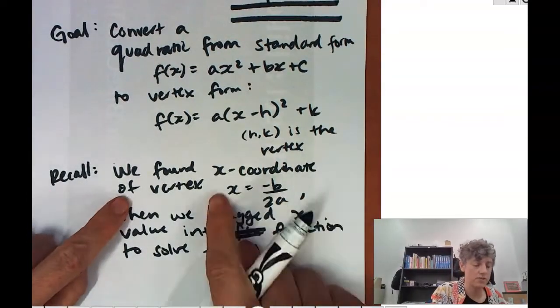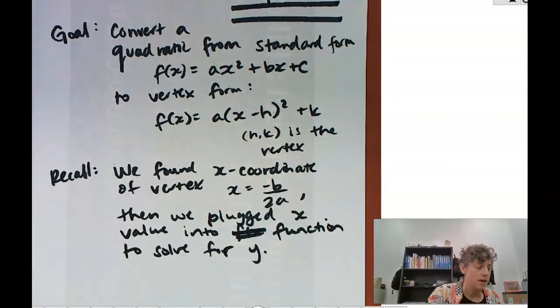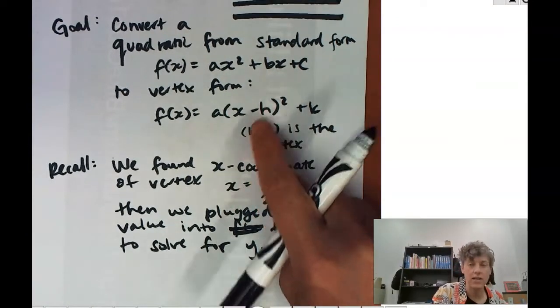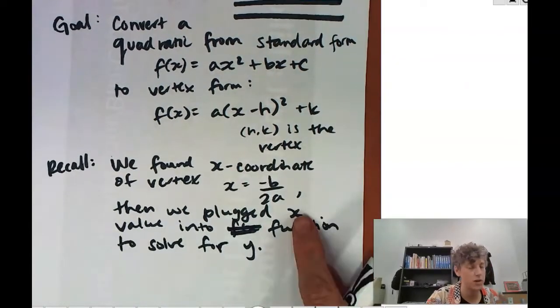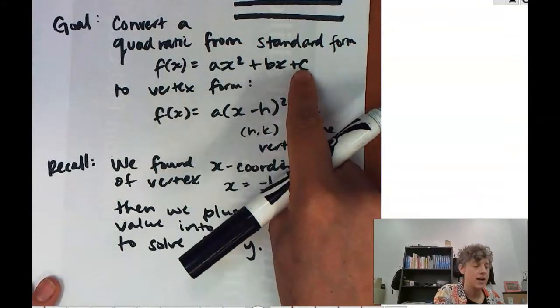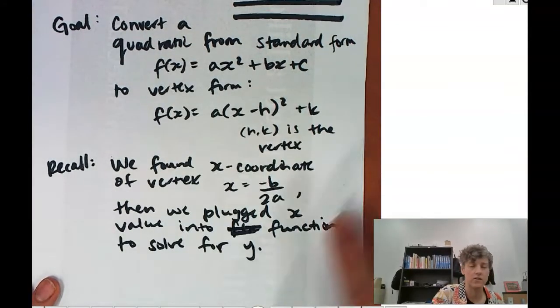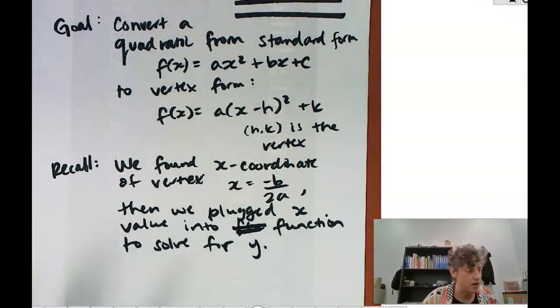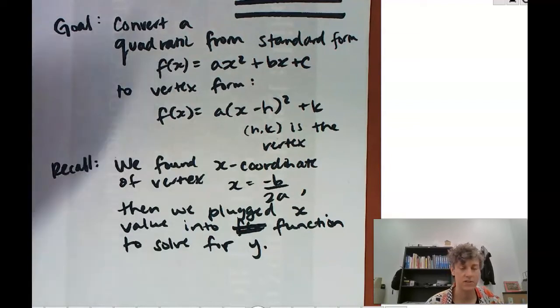All right, we used this formula, x equals negative b over 2a. That gave us the h value, or the x-coordinate of the vertex. We plugged whatever that was into our standard form function, and that gave us the y value of the vertex, or the k. Today, we're going to learn a different technique called completing the square that will allow us to convert a quadratic from standard to vertex form. One of the key components we're going to use are called perfect square trinomials.